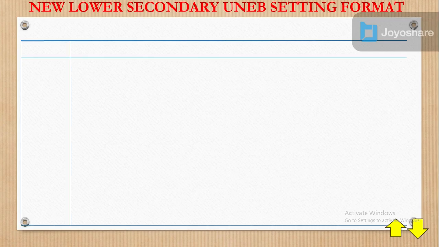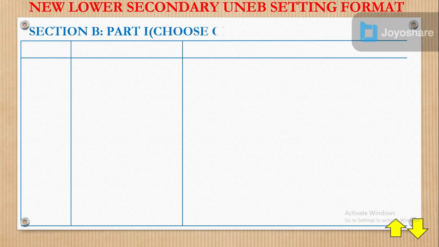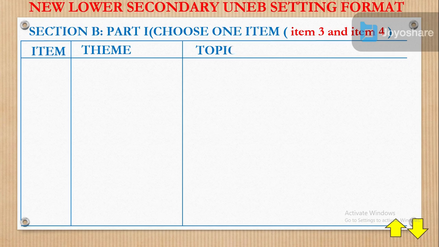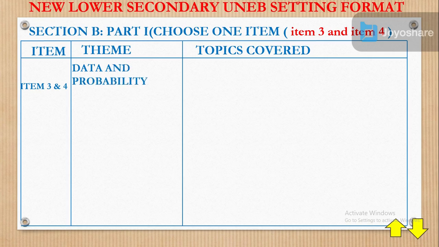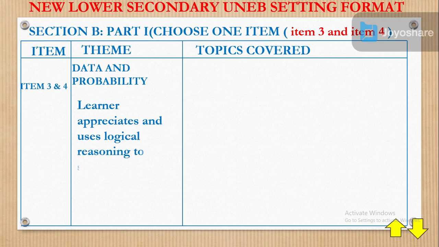Let's get this first of all. Okay, so item 3 and 4, it states from data and probability. In here we must know that a learner appreciates and uses logical reasoning to solve problems in real life situations.